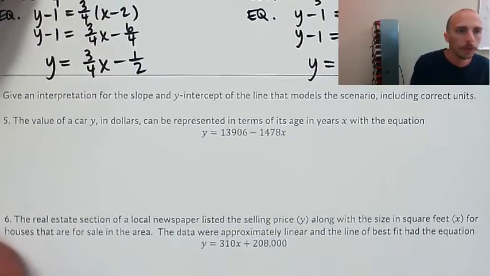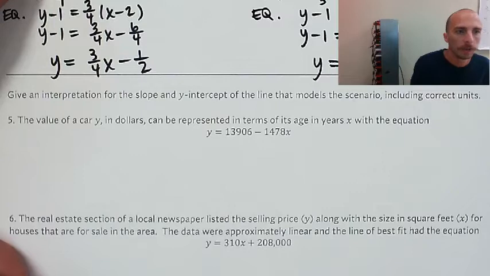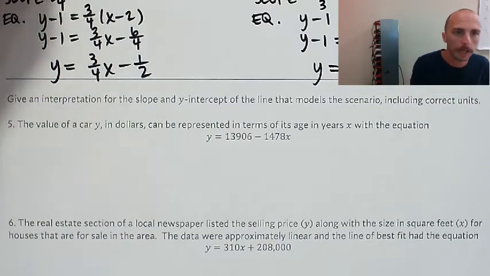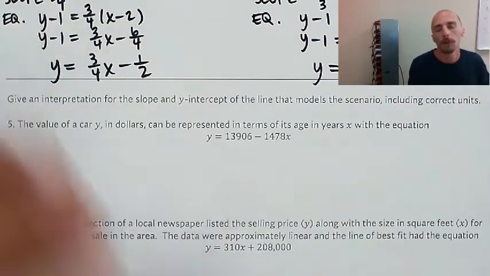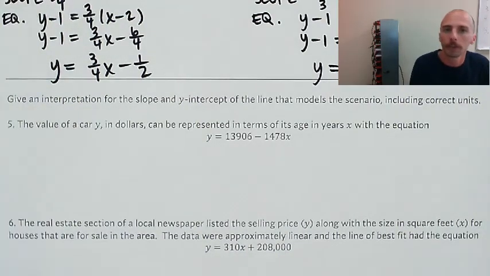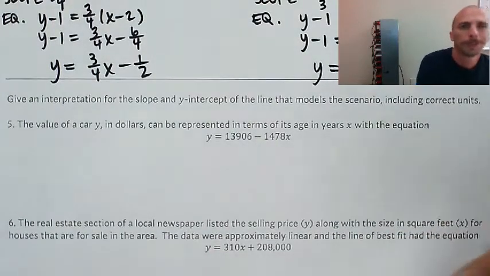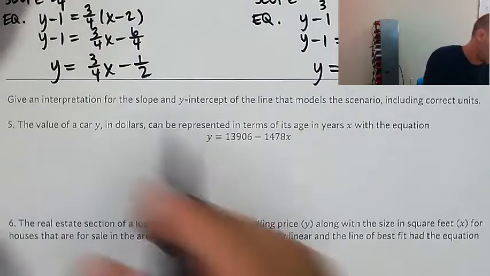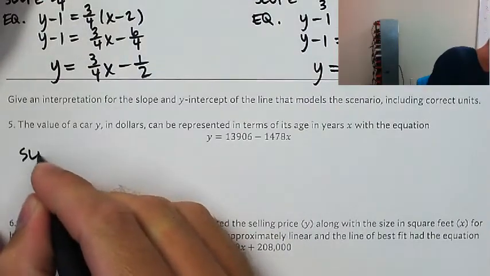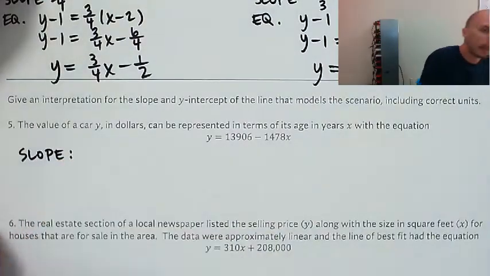Now we're going to give an interpretation for the slope and y-intercept of the line that models the scenario. If appropriate, I might even throw in the x-intercept, just for something different, because I haven't had that many opportunities to talk to you about the interpretations of these things. All right, so let's start with slope. I'm not sure what's going to be the best place to start. Let's just start with slope.